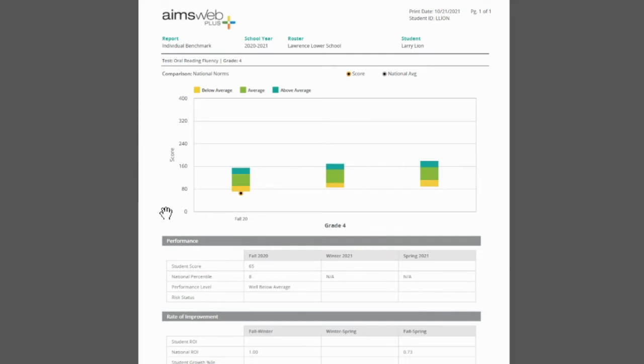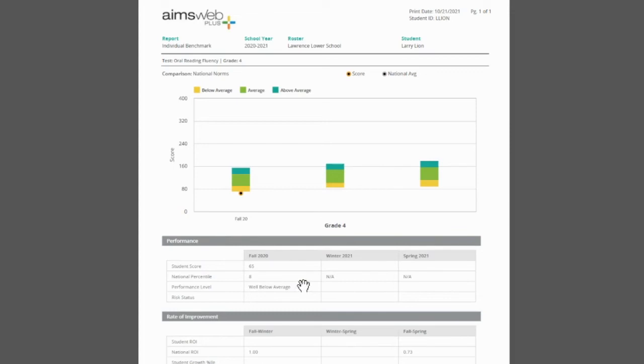Each benchmark period will have a color-coded vertical rectangle that indicates the ranges for skills that are either below average, in the yellow, average, in green, and above average for that test in teal. Below the graph, you will see a table that lists more specific information about the student's performance or score for that test.